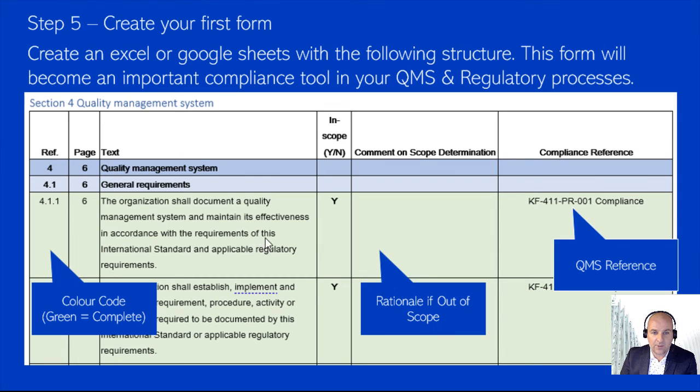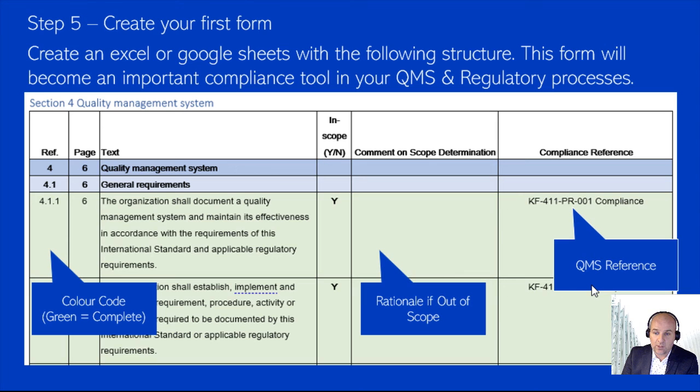I also, just a couple of other things I do here, color code it. So green to me means it's complete. So it's just a visual reference that as I've built the system, I've addressed that requirement. We've discussed this, the scope determination, a comment on that if it's out of scope, just a rationale why. When you get your first audits, they'll be asking for the out of scope sections, and you can have the justification here. And then, finally, the QMS reference.